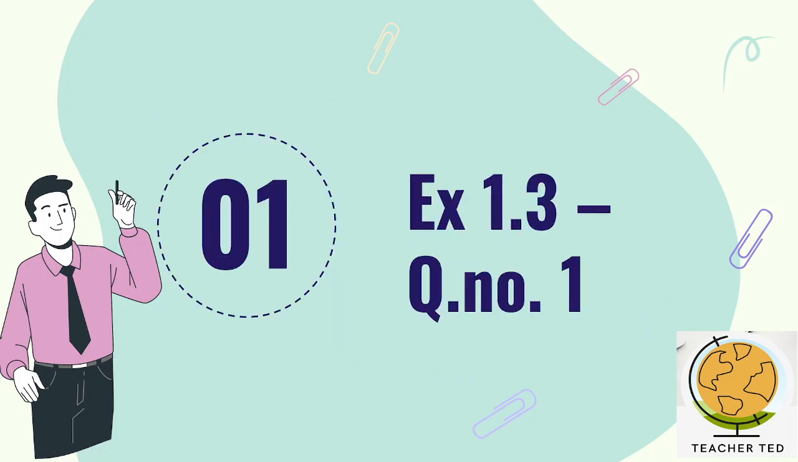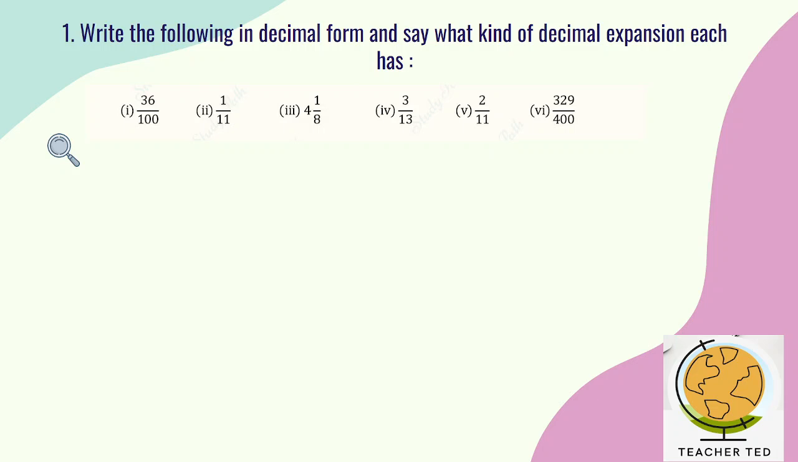For exercise 1.3, question number 1, I'll just read the question. Write the following in decimal form and say what kind of decimal expansion each has. Okay, for the first problem, 36 divided by 100, we are going to solve this and find the decimal form of this and which decimal expansion it is. So let us take the division here. 36 divided by 100.